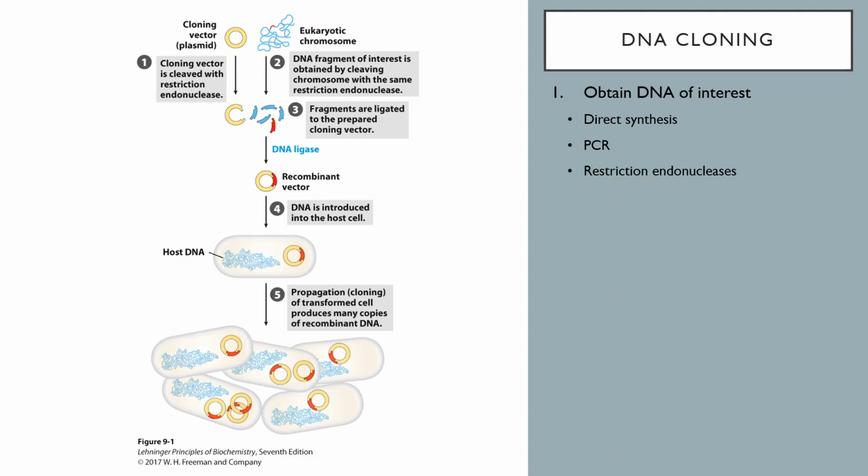So the first step in cloning DNA is getting your DNA of interest out from whatever context it's in. There are different ways to do that depending on what your target DNA is. For example, you can just directly synthesize DNA one base at a time. Of course that's the most difficult and labor-intensive method, because you're assembling each nucleotide. There are automated ways to make synthetic DNA, but the easier way is with PCR.